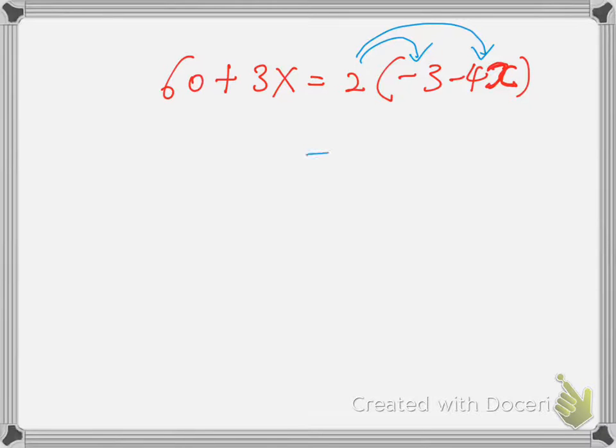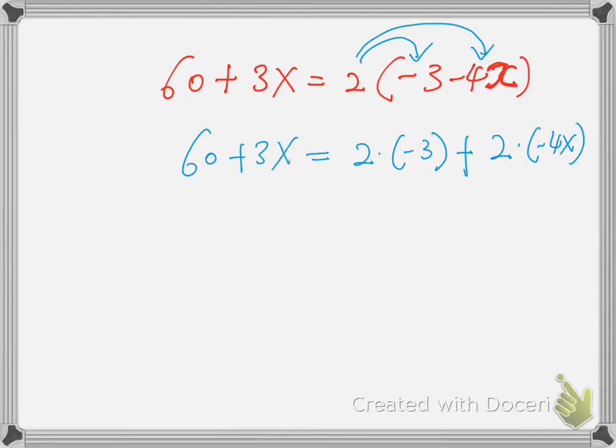2 times negative 3, that's the first multiplication. And the second multiplication is 2 times negative 4x. So this is called distribution. We distribute number 2 to these two terms inside the parentheses on the right hand side. And then nothing happened on the left. So simplify a little bit. We got negative 6 minus 8x on the right hand side.